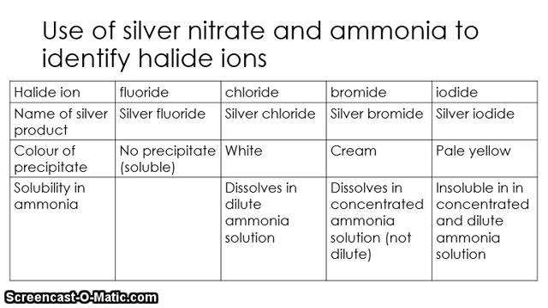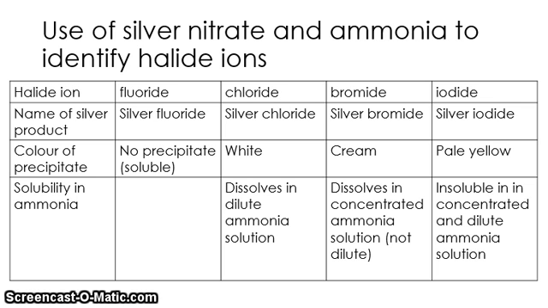So for fluoride, the silver product would be silver fluoride. There wouldn't be any precipitate because silver fluoride is soluble in water. So obviously that then doesn't have any solubility in ammonia because it's already dissolved in aqueous solution. So for chloride, the silver product that forms is silver chloride, which is a white precipitate, and that dissolves in dilute ammonia solution. The bromide would give you silver bromide, which is a cream precipitate, and that dissolves in concentrated ammonia, but not in dilute ammonia.